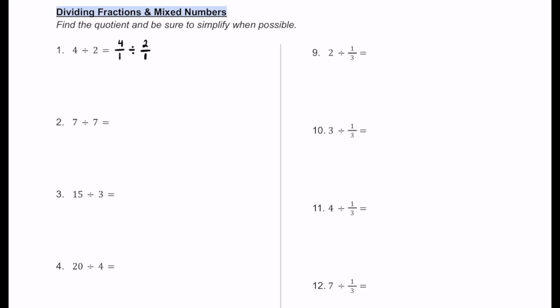After this, we're going to rewrite this as a multiplication problem. In order to do that, we keep the first fraction, always leave that one alone, but then you change the division sign to a multiplication sign, and then afterwards you flip this 2 over 1, and we're going to make it 1 over 2 instead. So it's going to be 4 over 1 times 1 over 2, just like this.